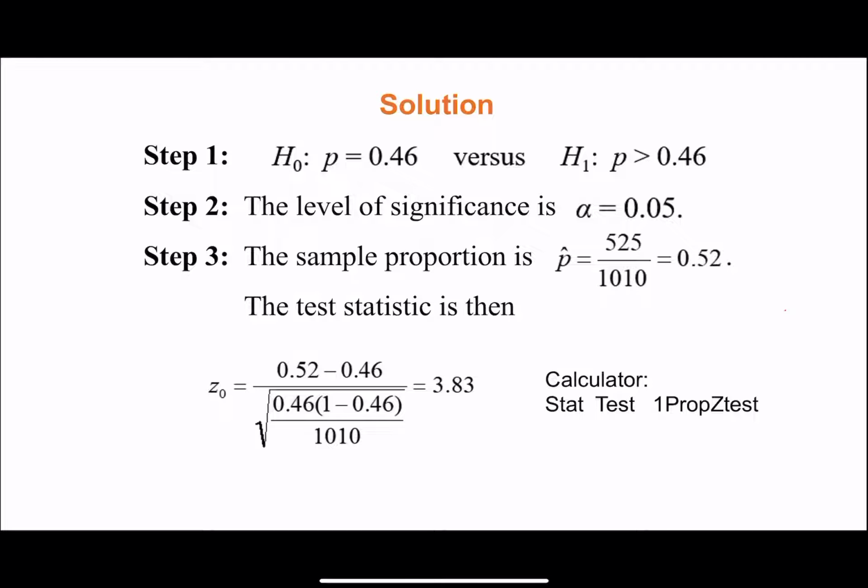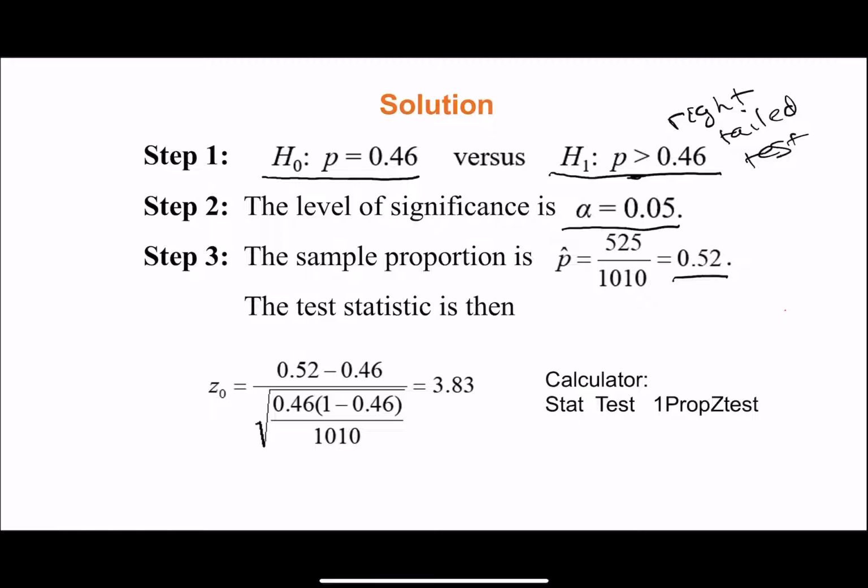So step one: our null hypothesis is p equals 0.46. Our alternative hypothesis is p is greater than 0.46. So this is going to be a right-tailed test because of the greater than. That greater than tells us it's right-tailed. Level of significance, we're looking at 0.05. Our sample proportion, our p hat, is 0.52.